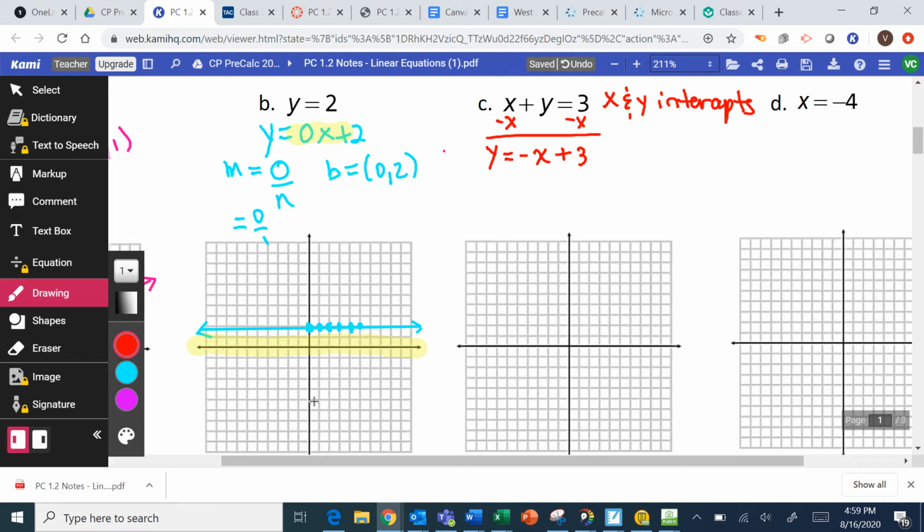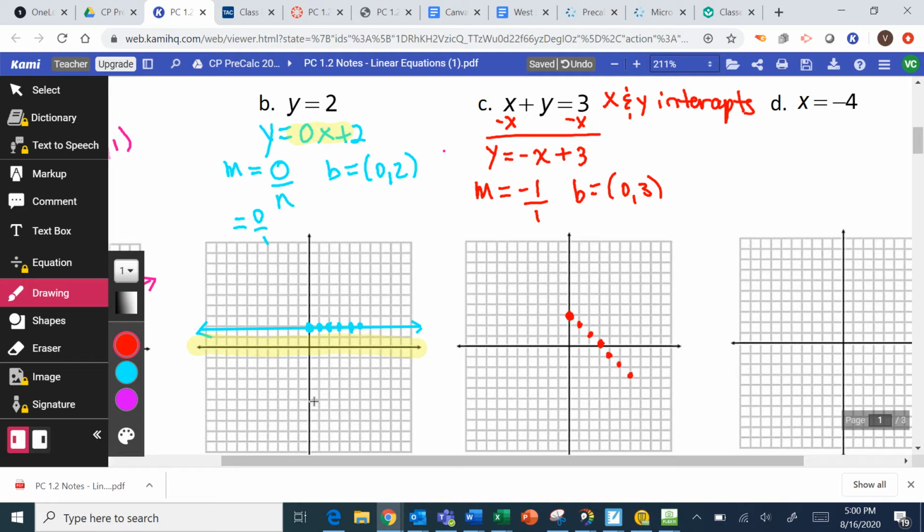I'll just change it into y equals negative x plus 3. Then I can find my slope. My slope is the coefficient for x, so that's going to be negative 1. And my y-intercept is (0, 3). So I'm going to begin at 3. Negative 1 as a fraction would be negative 1 over 1, so I'm going to go down 1 and then right 1. Down 1, right 1, down 1, right 1.